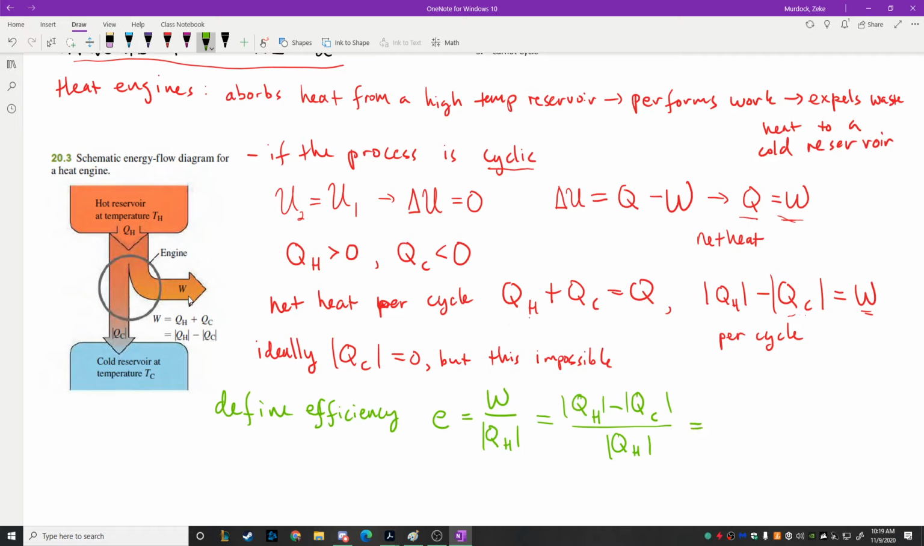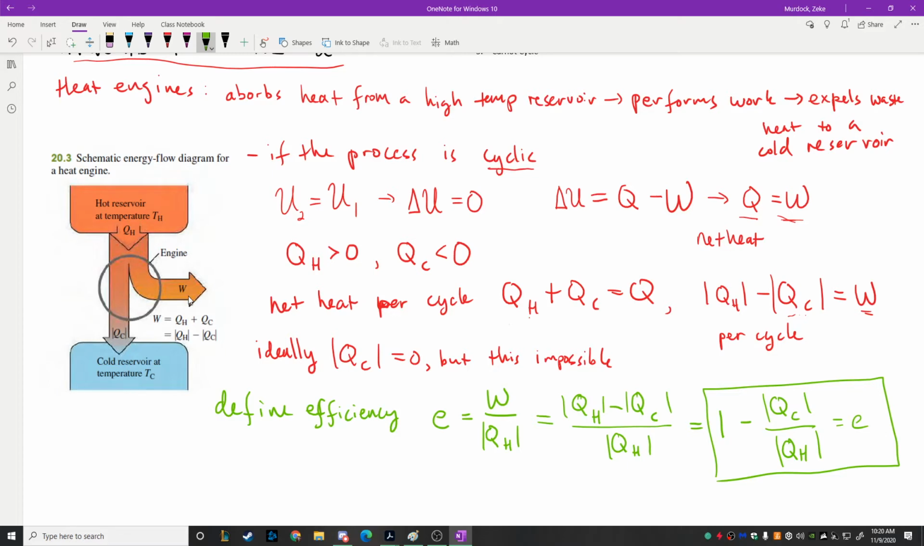We can also write this QH over QH is obviously 1, so you can write it as 1 minus QC over QH. So ideally, you make the system as hot as possible. You want to make the hot reservoir as hot as possible so it delivers the most amount of heat that you possibly can, because you want this number to be big, right? And you want QC, the amount of heat that you expel, to be small. But this is the efficiency of your engine. It's a nice relationship, pretty simply stated.